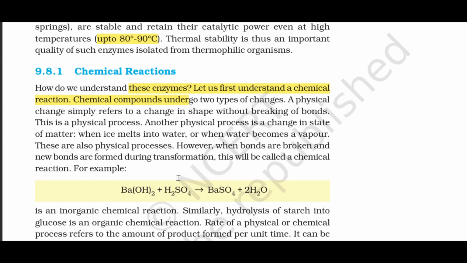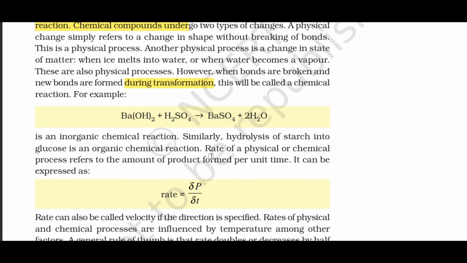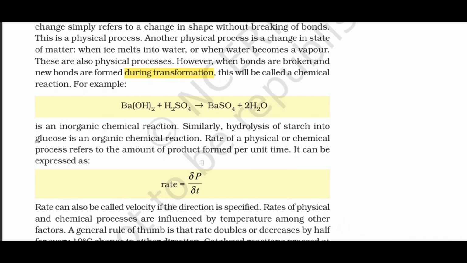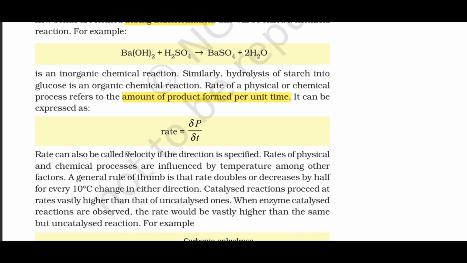However, when bonds are broken and new bonds are formed during transformation, this will be called a chemical reaction. For example, BaO2 + H2SO4 → BaSO4 + 2H2O is an inorganic chemical reaction. Similarly, hydrolysis of starch into glucose is an organic chemical reaction. Rate of a physical or chemical process refers to the amount of product formed per unit time. It can be expressed as rate, and can also be called velocity if the direction is specified.